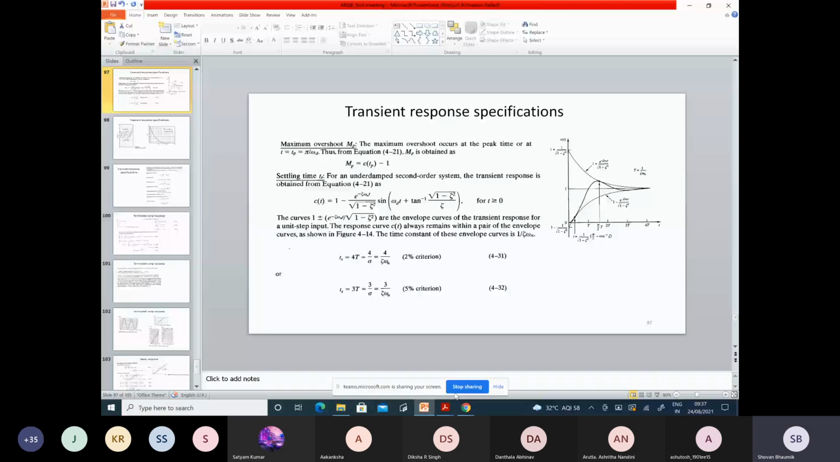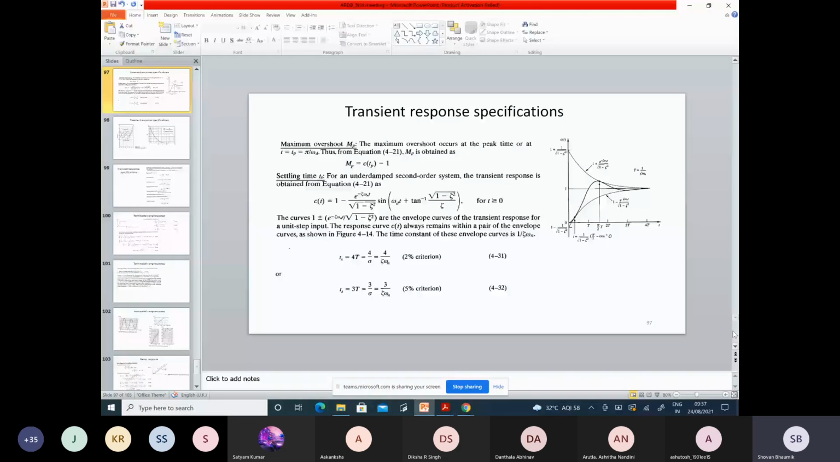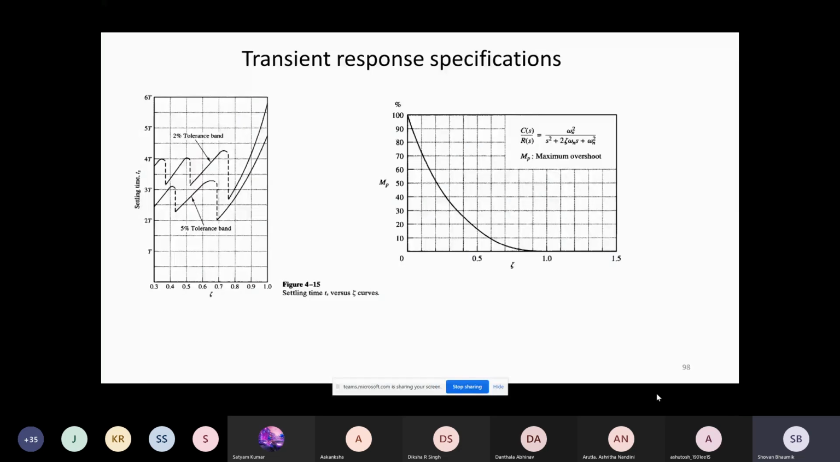So you see that the next slide contains two curves. Here we have zeta versus the settling time, and how the settling time varies with zeta, the left hand side curve you see. The settling time is plotted on the y-axis and the zeta value is plotted on the x-axis, for a fixed value of omega n. So you see that as the zeta value is increasing, the settling time shows a kind of oscillation, as you can see.